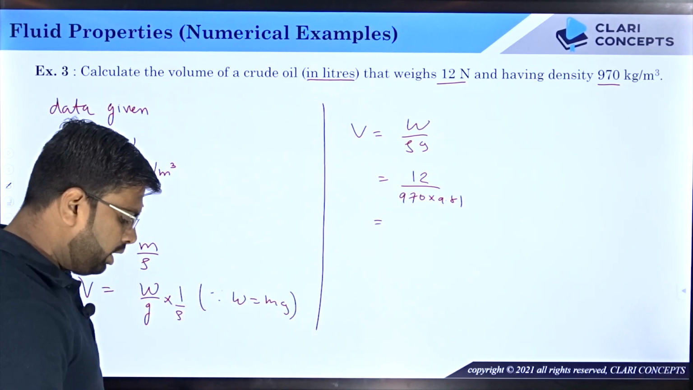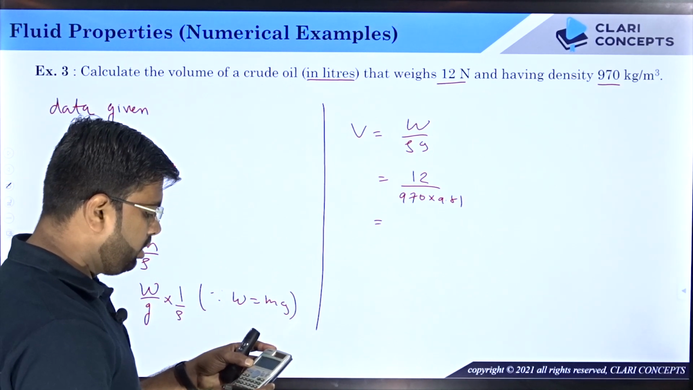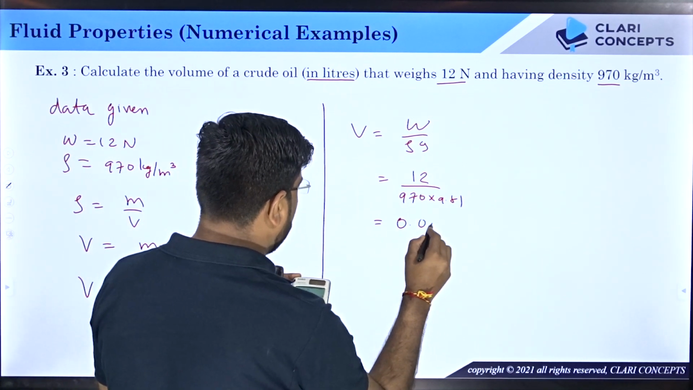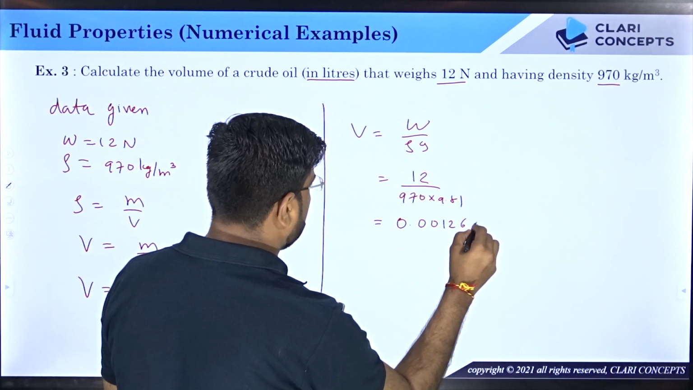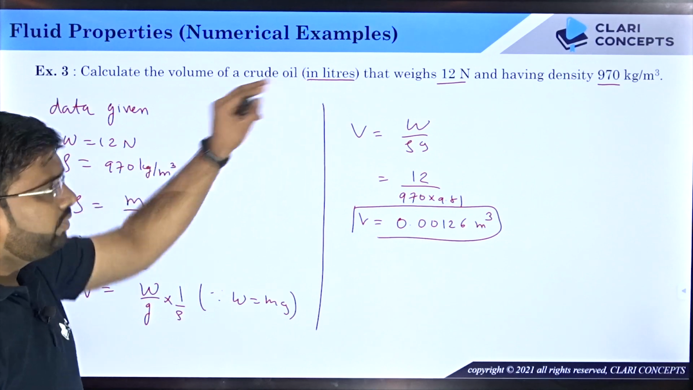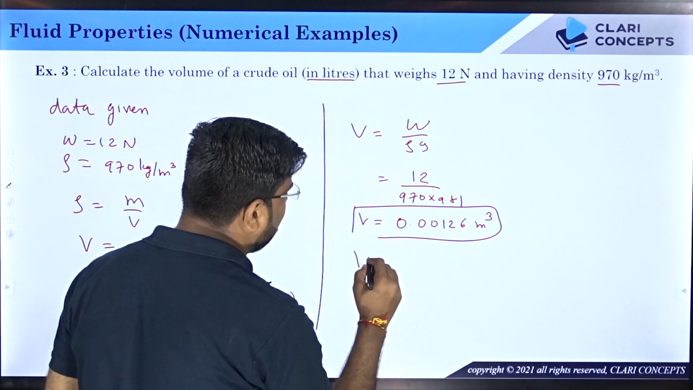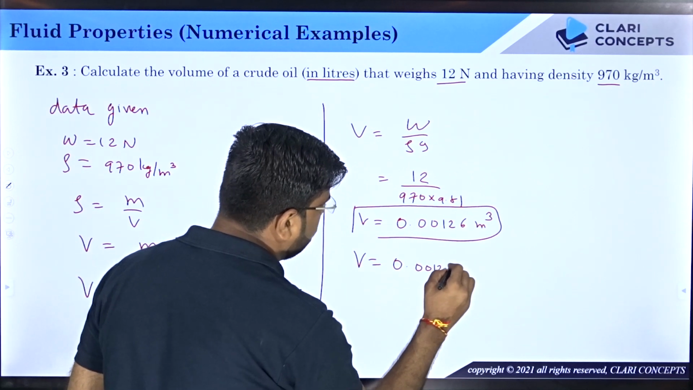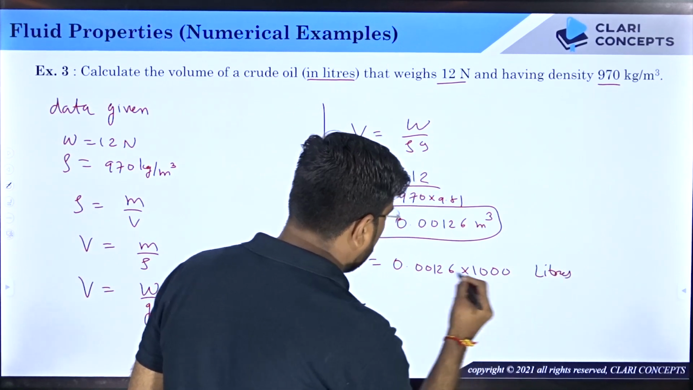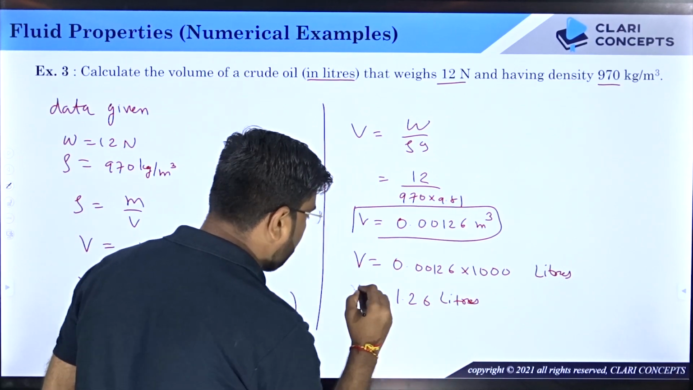What is the answer? Let me calculate. 12 divided by 970 divided by 9.81. I think you are getting 0.00126 meter cube. But this is not the final answer. Why? Because you have been asked in liters. Now when you want to convert the value from meter cube to liters, you have to multiply by 1000. 0.00126 into 1000 will give you liters. So the answer is 1.26 liters. Now this is your final answer.